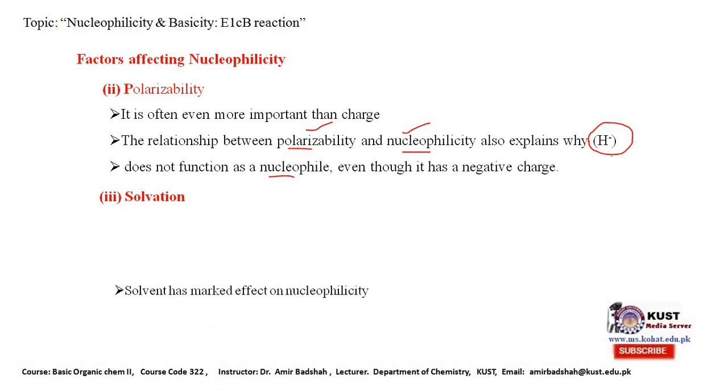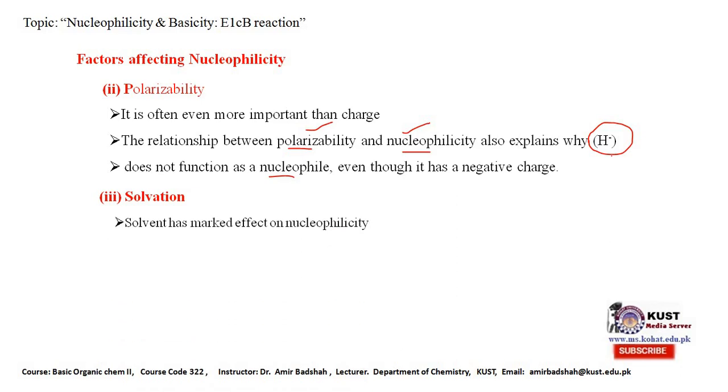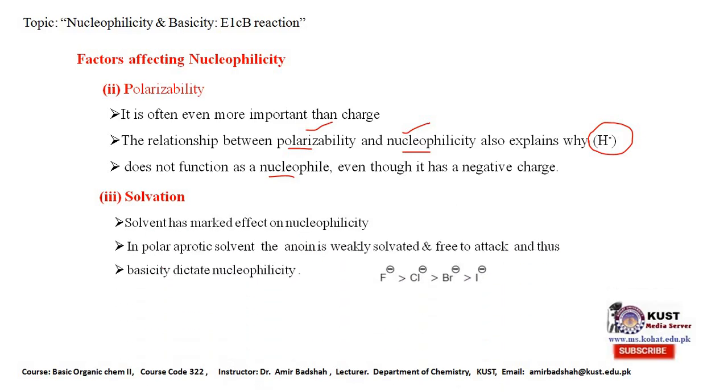Actually, when a nucleophilic substitution is carried out, a solvent is used, and that solvent has a marked effect on the nucleophilicity of the nucleophile. For example, if we use a polar aprotic solvent, then an anion is weakly solvated. If these anions are present which act as a nucleophile, an aprotic solvent will not solvate them, or it will solvate them but weakly.